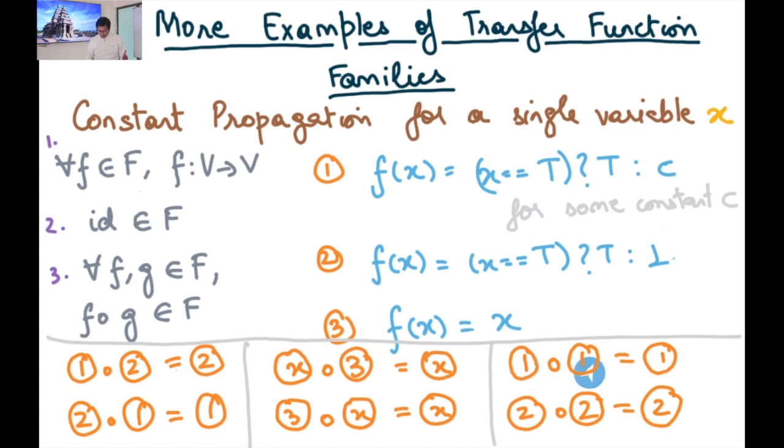So 1 composed with 1, what happens? You can check it for yourself. That's going to give me 1, and 2 composed with 2 is also going to give me 2. And so overall, we have exhaustively checked that the composition of any pair of functions is going to give me a function which belongs to the family of functions, and so we satisfy all the 3 requirements for it to be a family of functions for the data flow analysis framework.